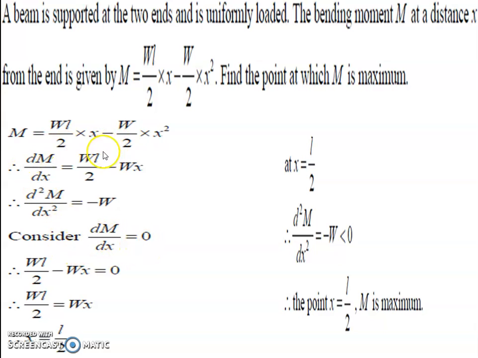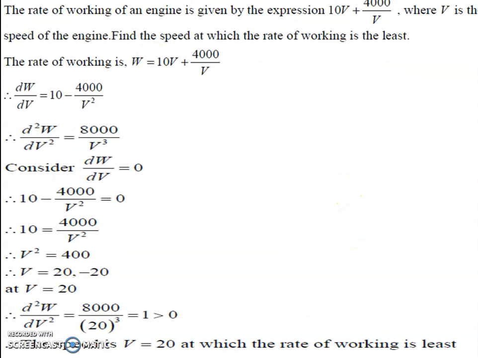Now our first derivative is WL upon 2 minus Wx is equal to 0. WL upon 2, we shift minus Wx this side. So W and W get cancelled. So we derive x is equal to L upon 2. Put x equal to L upon 2 in the second order derivative, which is obviously minus W. So it is less than 0, and at the point x is equal to L upon 2, M is maximum. We have proved it. Very interesting example.